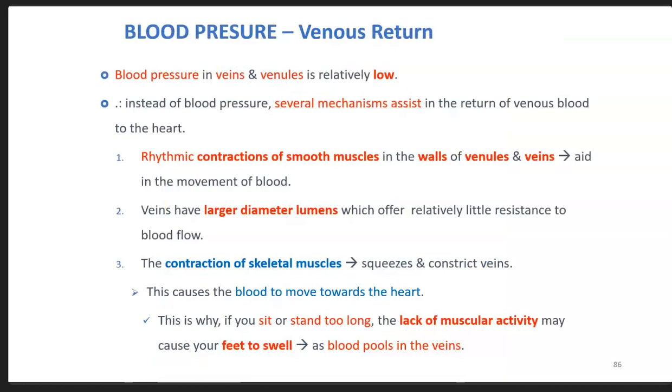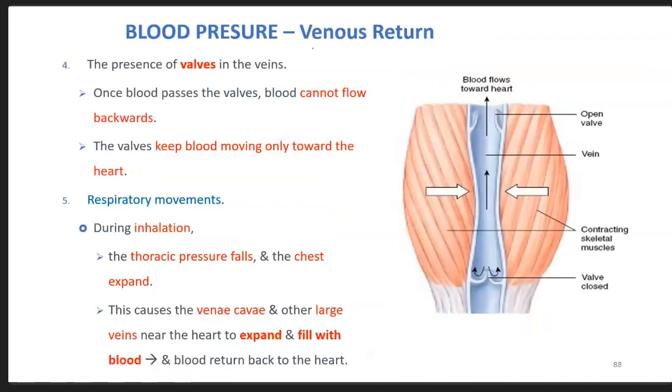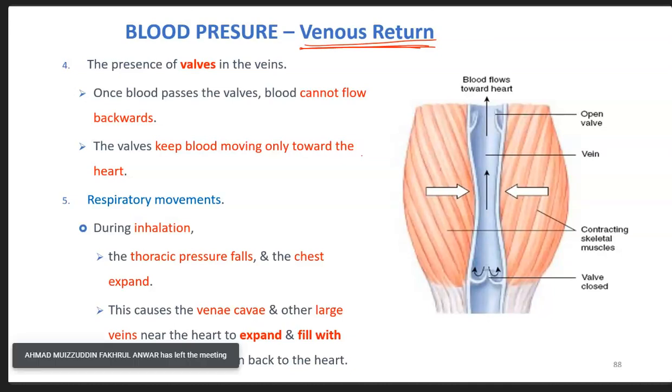So blood pressure or the venous return. The blood pressure that involves the venous return. The blood that is returning from the systemic circuit back to the heart. So that is the venous return.